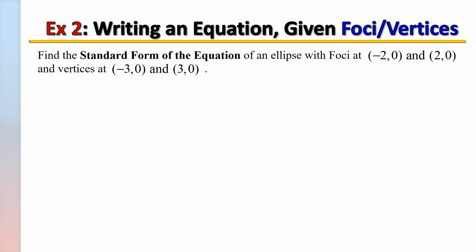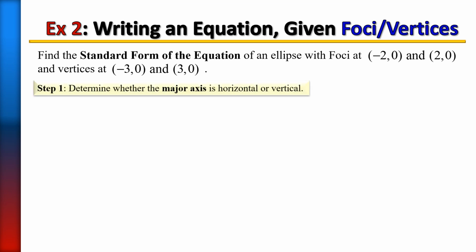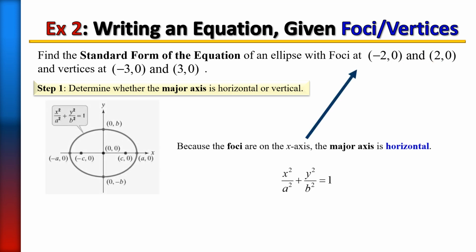In this example, we're asked to find the standard form of an equation of an ellipse with foci at (-2, 0) and (2, 0), and vertices at (-3, 0) and (3, 0). First of all, we want to determine whether the major axis is horizontal or vertical. If we look at our foci, notice that they are at -2 and 2, both being on the x-axis, and that tells us that the major axis is horizontal.